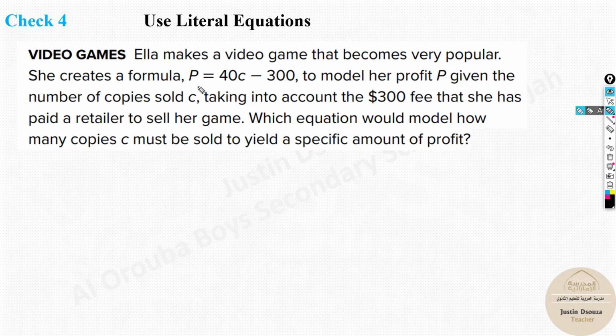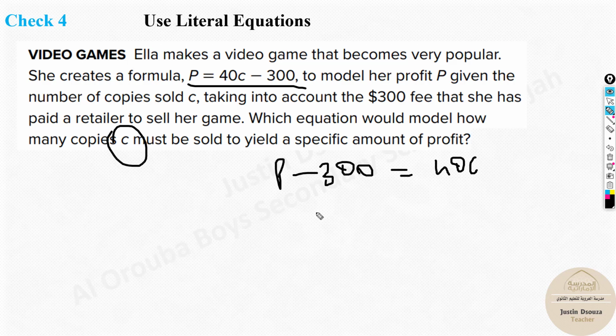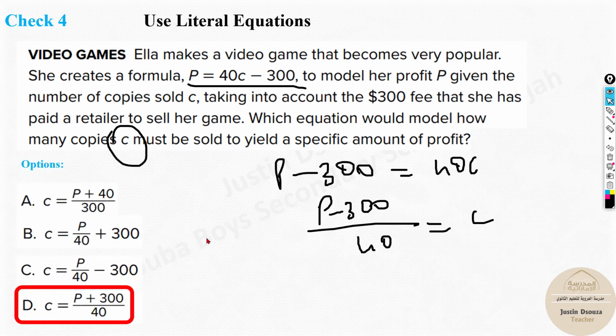Now this is the given equation, right? They are just asking you, you need to write everything in terms of C, which is the equation to model how many copies C must be sold. That means take everything to the other side. It will be P minus 300 equals 40C. Divide both the sides by 40. You will get P minus 300 divided by 40 equals C. That's it.